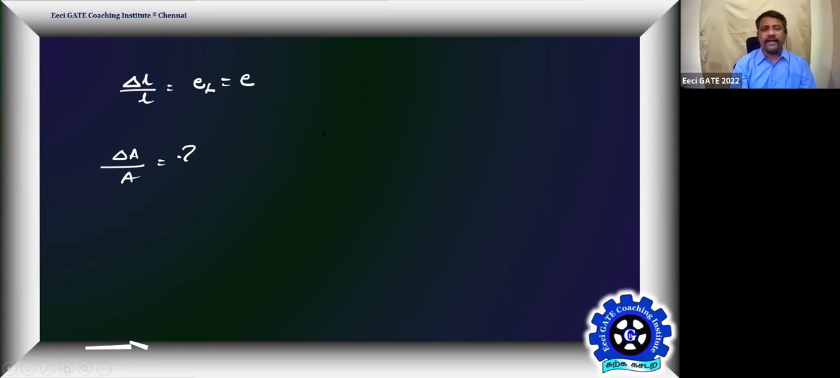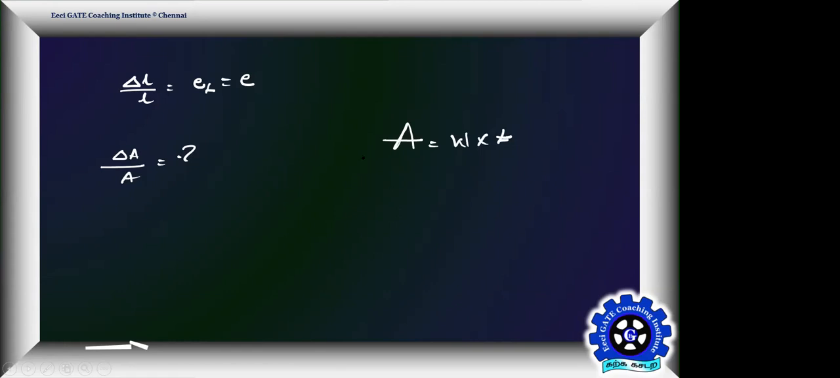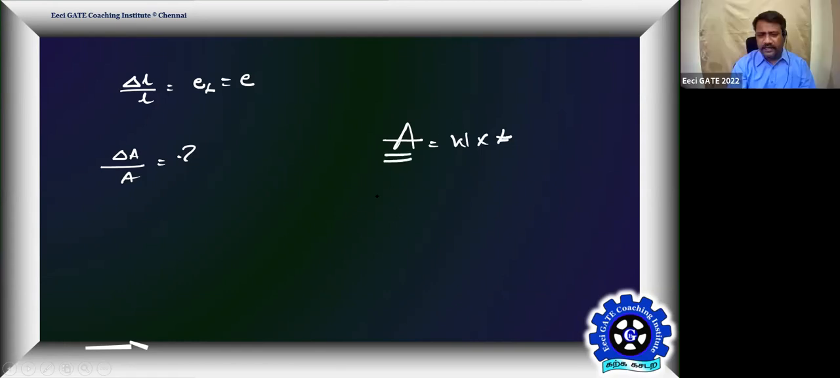Okay, what is your area of cross section? Width into thickness, correct? I am looking for the change in area. So there is a change in width, plus or minus you take. There is a change in thickness, plus or minus you can take. Then tell me what is the change in area? You have to play like how you played for the change in resistance. It is nothing but dou A by dou W into delta W.